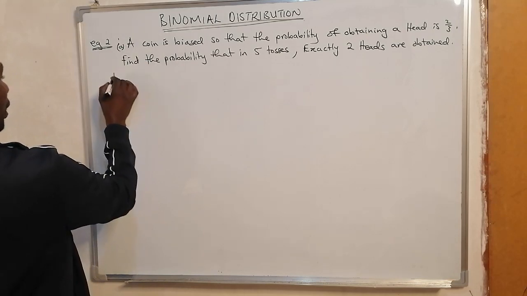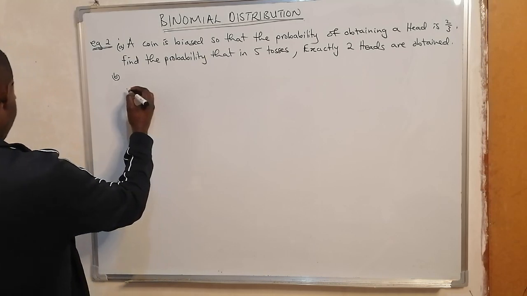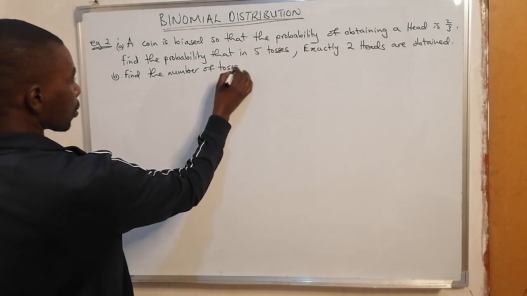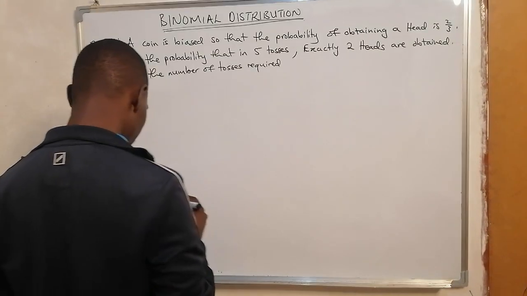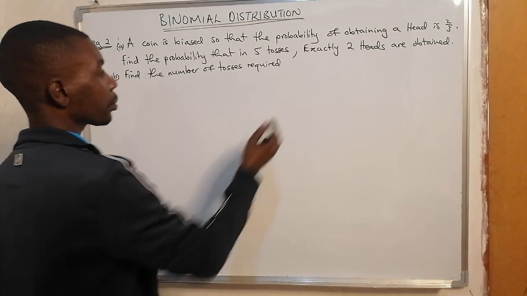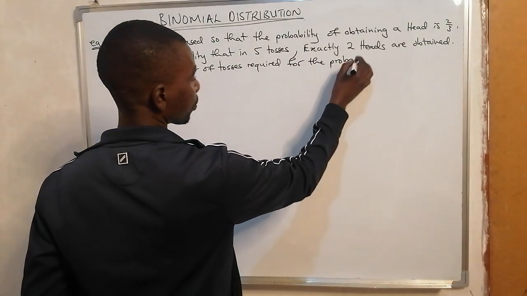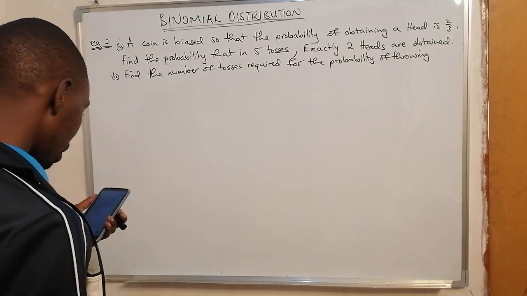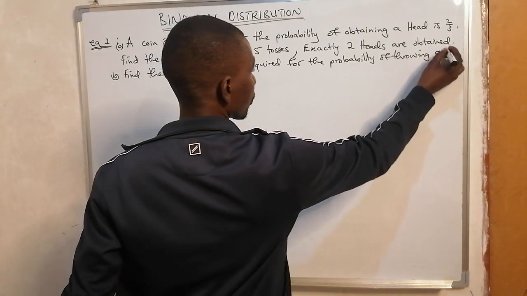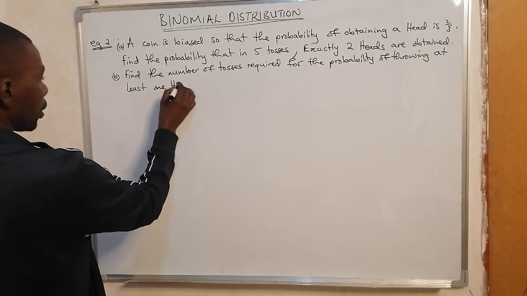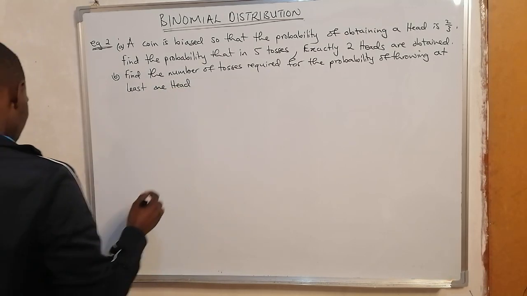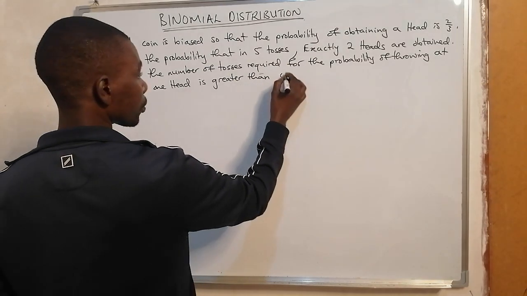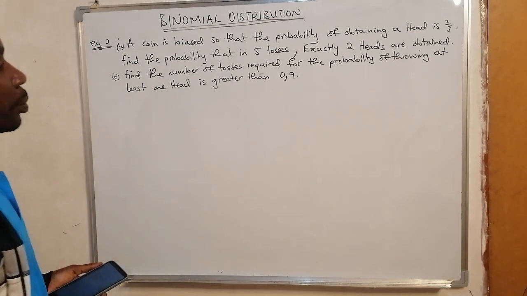That was part A. Then part B is saying, find the number of tosses required for the probability of throwing at least 1 head to be greater than 0.9. Right, this is a typical Cambridge exam question.